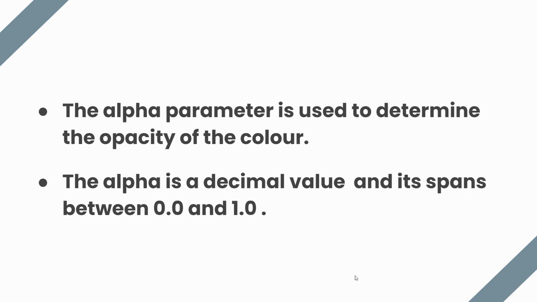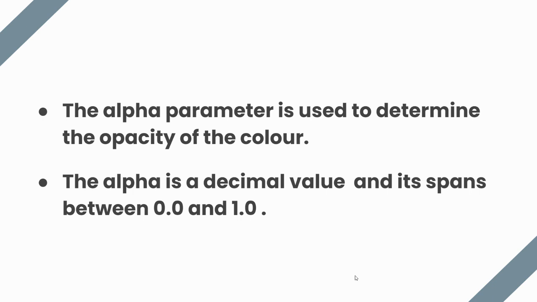So the alpha, unlike the rgb values, is a decimal value and not an integer value. The alpha spans between 0.0 and 1.0, with 0.0 depicting the lowest opacity value. That means it's going to be like a mirror kind of color. It's a see-through color, to put it that way.